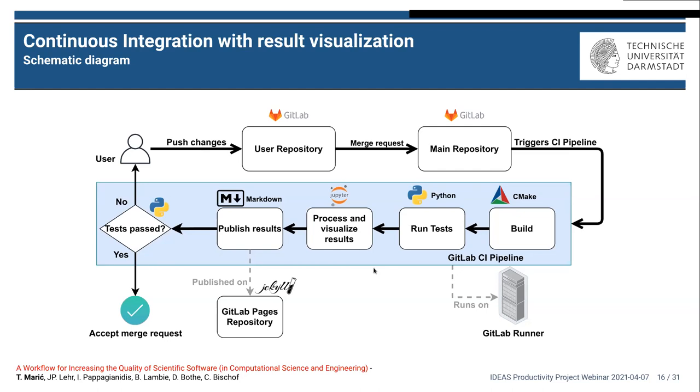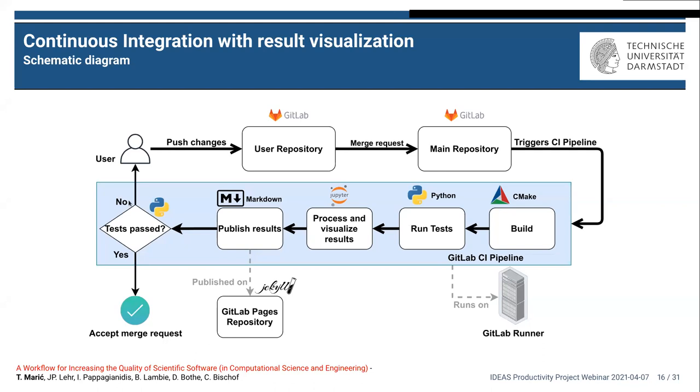We added a couple of steps in between for processing and visualizing results that I just mentioned with these notebooks, and publishing those results in a GitLab Pages repository, or viewing those results as GitLab artifacts. So this is a standard situation where a user pushes some changes to her or his repository, executes a merge request that triggers the CI pipeline. Software is built on a GitLab runner, the tests are run, then we process, visualize, and publish results either as artifacts or as blog posts, and then we check if the tests have passed or not.